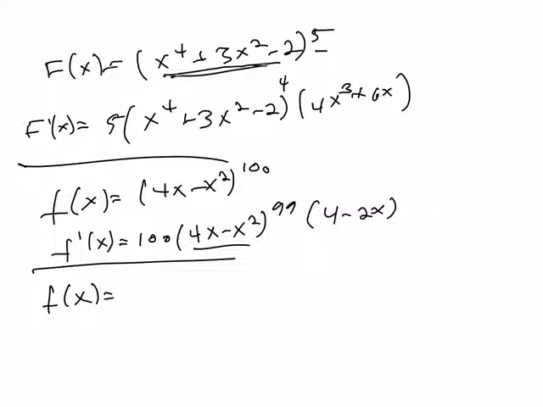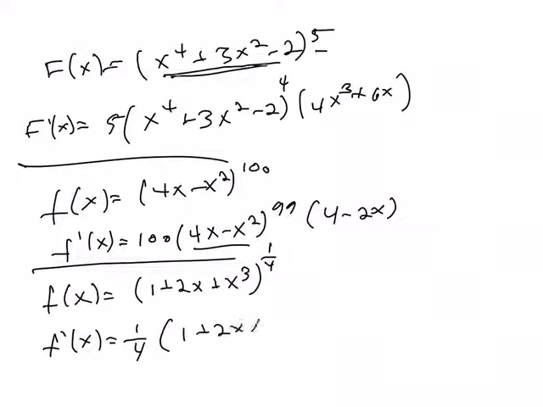Okay, next problem, problem 9. We have f of x is equal to, and I'm just going to write out what this is, 1 plus 2x plus x to the third, to the 4th power. So f prime of x is going to equal 1/4 times 1 plus 2x plus x to the third, to the 1/4 minus 1, times 2 plus 3x squared, because again we take the derivative of the inside function.